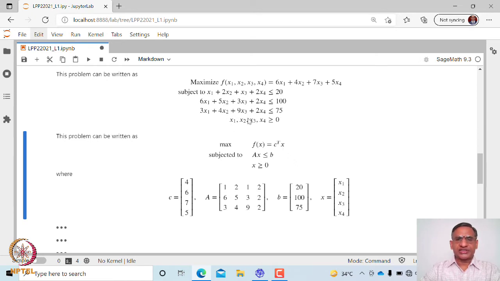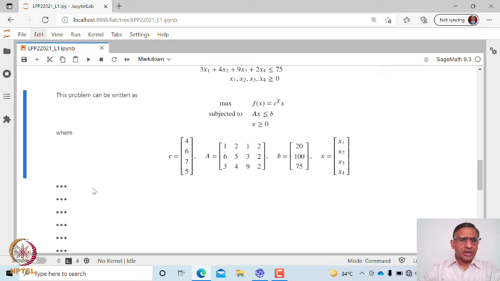Subject to these constraints, again the left hand side we can write in terms of A times X, where A is going to be this matrix, whose first row is 1, 2, 1, 2, second row is 6, 5, 3, 2, third row is 3, 4, 9, 2, and the right hand side we will denote by B, which is the column vector 20, 100, 75. And X greater than or equal to 0 is the same as saying x1, x2, x3, x4 are all non-negative. So that is how this problem can be written in matrix notation, or you may say in compact form.